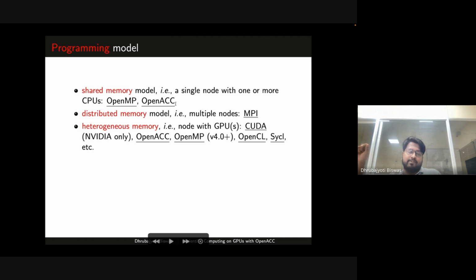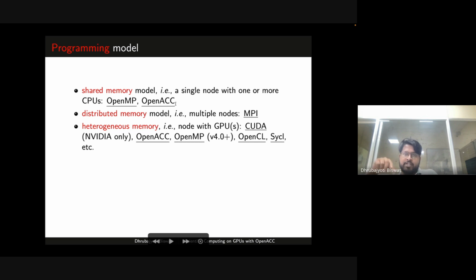And in case of heterogeneous memory, like you have a GPU in it, there are again many options. The option which comes to mind directly is CUDA. You have probably heard the name. It is for NVIDIA GPUs only. It is their proprietary stack in which you have all sorts of libraries and ways to program the GPU, but it is for NVIDIA only. OpenACC is again maintained by NVIDIA, but it probably has some support for other companies' GPUs as well, but it is very limited. So you can call it for NVIDIA almost only.